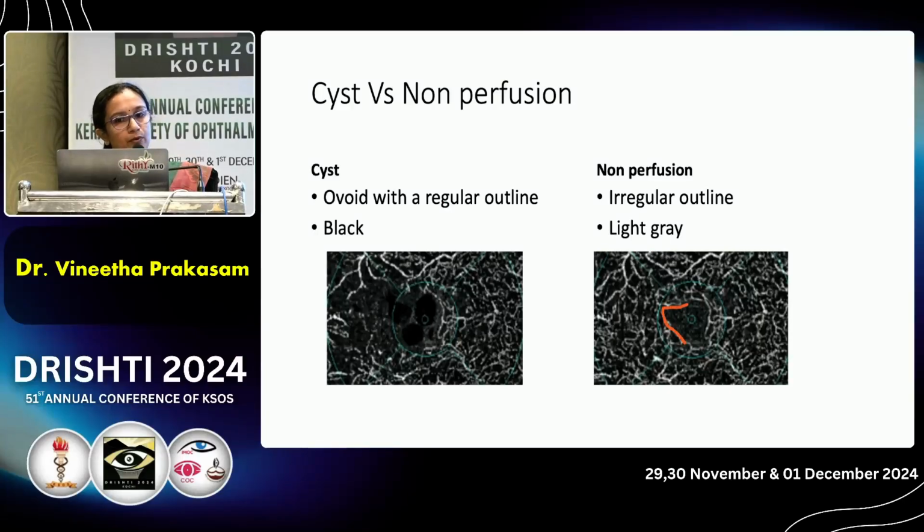Now, a non-perfusion area typically has an irregular outline and it is bounded by the surrounding vessels. The inner aspect of a non-perfusion area, rather than being black, is light gray. Whereas a cyst is a regular ovoid structure and the inner aspect of a cyst is black rather than light gray. So when there is a segmentation error and you are actually cutting across a cyst, if you see these regular ovoid spaces, you can assume that it is a cyst and not an actual non-perfusion area.